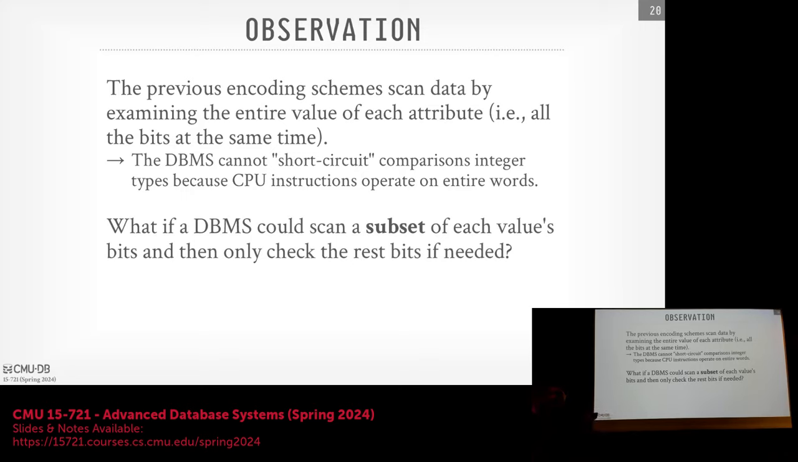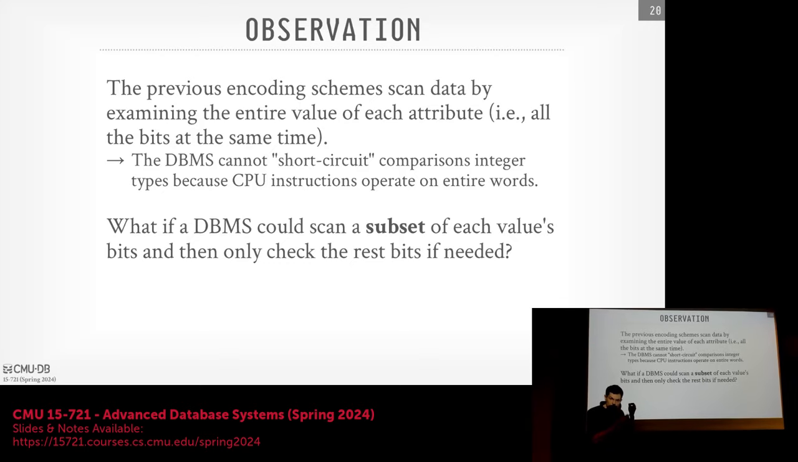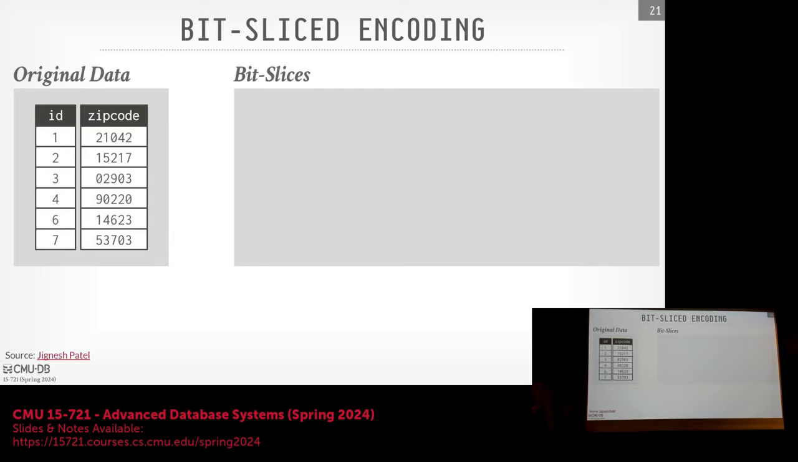Is there a way to recognize that we can just look at a subset of a value and do comparisons based on that, and only look at the rest of the data for that value if we think it's going to be meaningful or still match? This basic idea is called bit slicing. It's an old idea from the 1990s. There was a system called Sybase IQ that does this, and it's still around. The Pelosa or feature-based system I mentioned does this now.